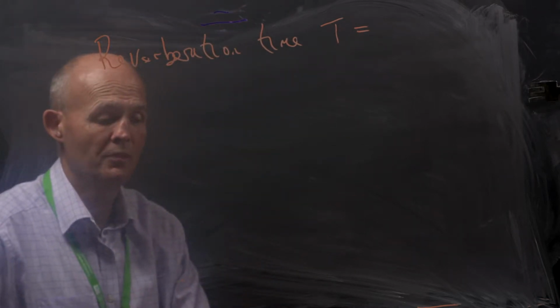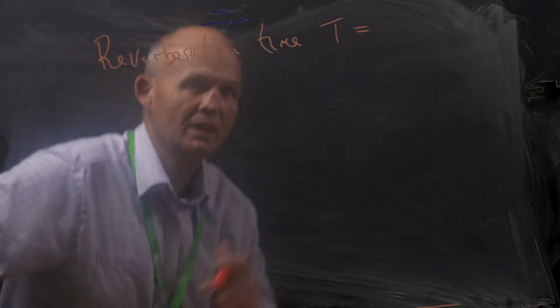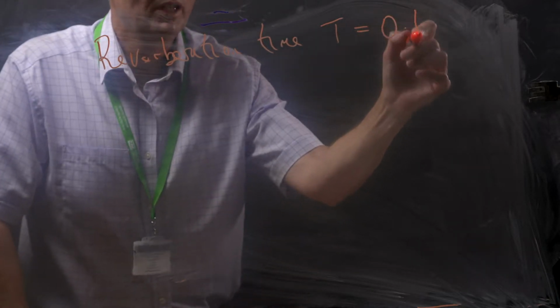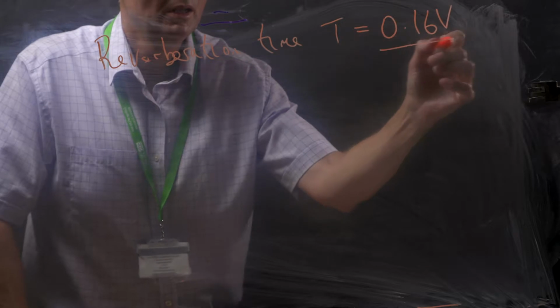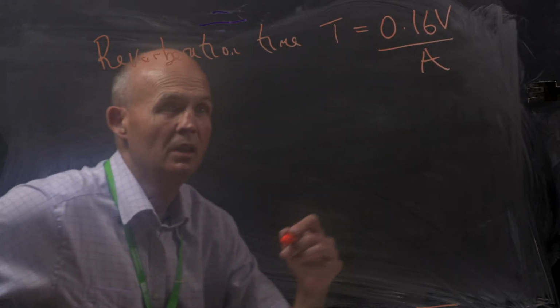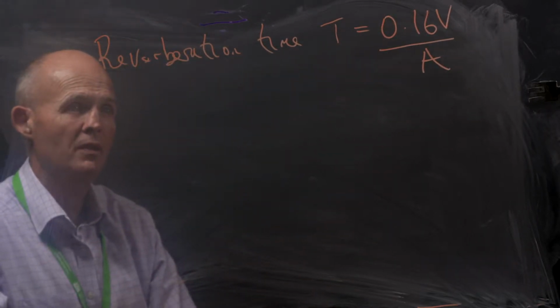Reverberation time of a room is basically defined as the time taken for the sound field to decay by 60 decibels. There's a formulation to predict reverberation time, which is given by this formula here: 0.16 times V over A.